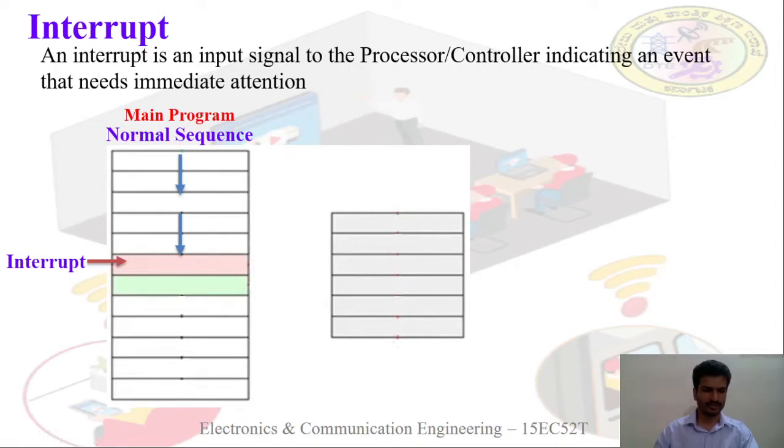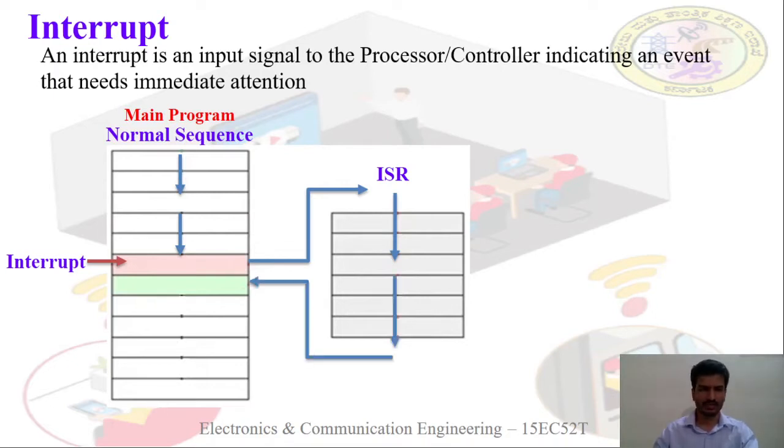Now, as I said, an interrupt is high priority. So what will your processor do? The processor will stop executing the remaining instructions and it will go to the ISR. What is ISR? ISR means interrupt service routine, where the interrupt related programs are stored. It will execute the operation related to this interrupt.